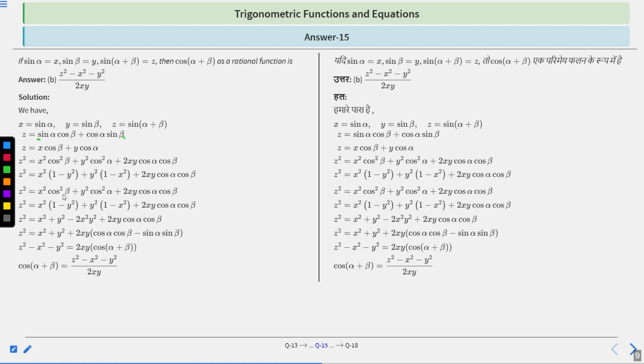Now, let's square both sides. Therefore, z square will be equal to x square cos square beta plus y square cos square alpha plus 2xy cos alpha cos beta.